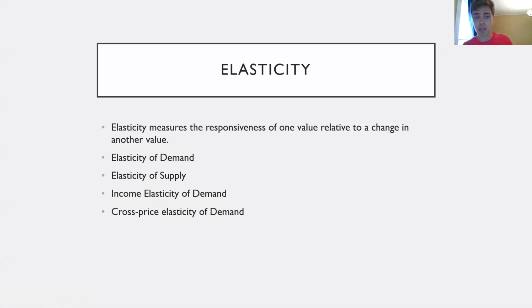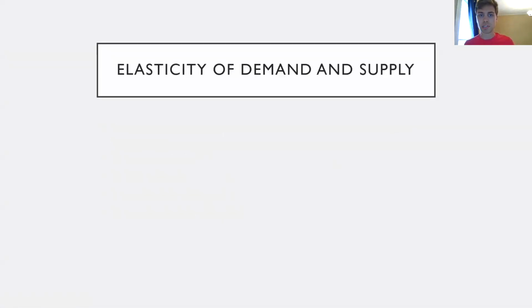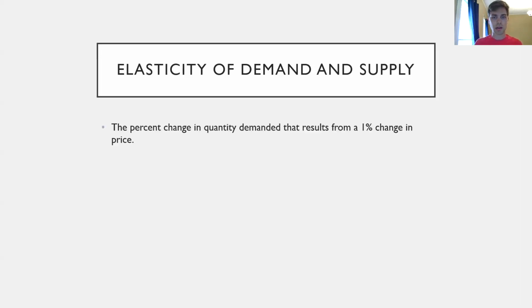Just a reminder, we're going to look at a couple of different elasticities: elasticity of demand, elasticity of supply, income elasticity of demand, and cross-price elasticity of demand. So let's start with elasticity of demand and elasticity of supply. The percentage change in quantity demanded that results from a 1% change in price is what we call elasticity of demand. And it can be written like this.